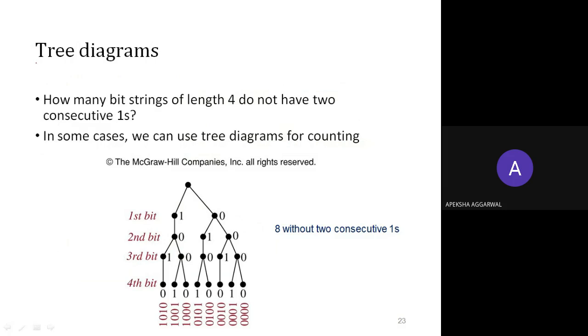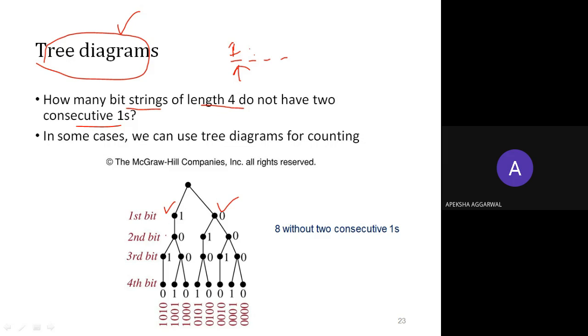Now, tree diagram. It is one of the most effective ways to calculate the number of possible choices. So when you are not sure what to do, use a tree diagram, I suggest. Okay. So an example is given to you. How many bit strings of length 4 do not have two consecutive ones? Now, a 4-length string is there. So the first bit can be either 1 or it can be 0. Now the second bit can be 0 or 1, but if the first was 1, the second bit cannot be 1, right? So you can only have 0.